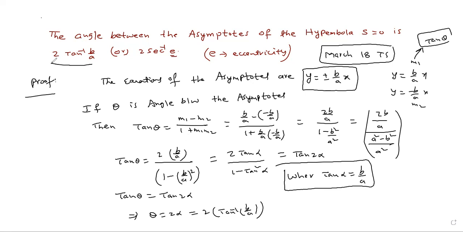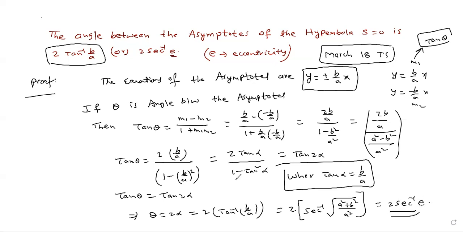That's one result. Now write tan in terms of secant, one more answer. Same expression, if you write in terms of secant, you can write secant inverse of under root a square plus b square by a square. What is root a square plus b square by a square? It is eccentricity. So you can write it as 2 secant inverse e. Therefore the angle between the asymptotes is 2 tan inverse b by a or 2 secant inverse e.